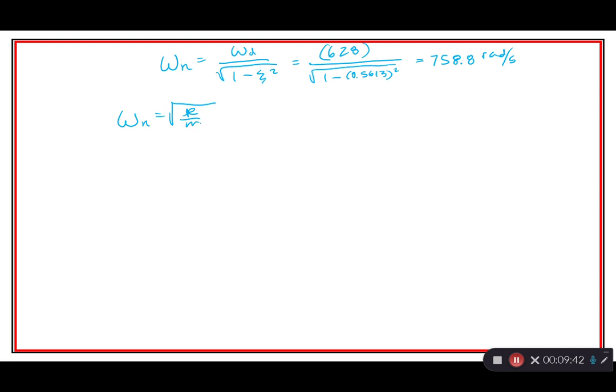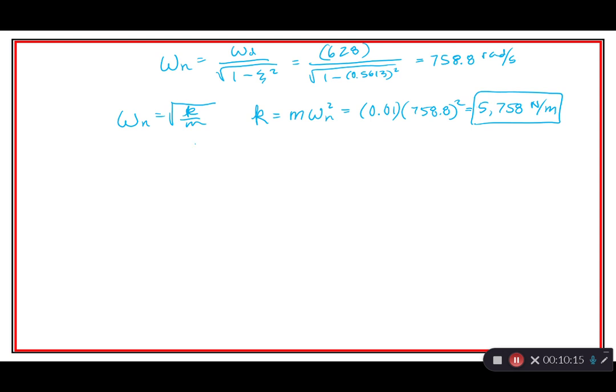We knew the mass, and we know that the natural frequency is the square root of k over m. So we can find the k by taking the mass and multiplying the natural frequency squared by it. So the mass was 0.01, and we have 758.8 squared. So now we can get the stiffness, 5,758 newtons per meter. And that's part of what we need.